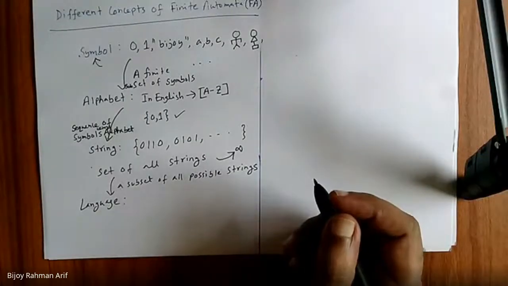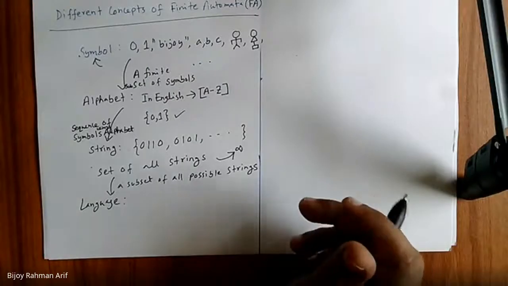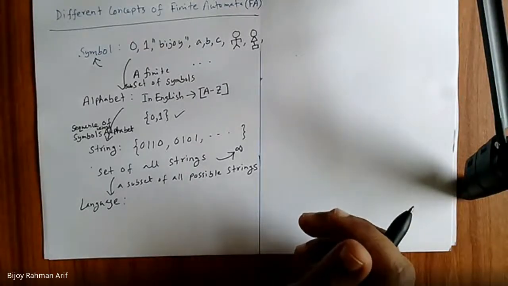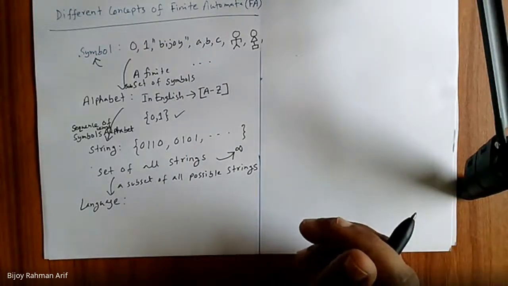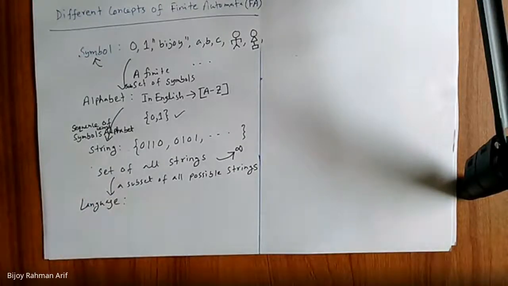Sir, word. What happened? Sir, a word is a subset of a language, a specific single word. We don't call it word, we call it string. In finite automata, it is called string. We don't call it word. But word and string are more or less the same thing, but there is a difference. I'm going to show you. Don't worry. It's a good question.